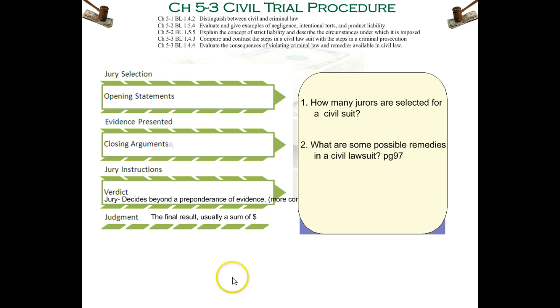All right, now here's the trial procedure. A lot of it is similar to what you learned about in the criminal trial procedure, in that we're going to have a jury selection. We'll still have opening statements. We're going to present evidence in the form of questioning. We'll have closing arguments at the end. The jury instructions will be read. They will determine a verdict. The jury decides beyond a preponderance of the evidence, and then a judgment will be made. That's the final result, usually some kind of sum of money.